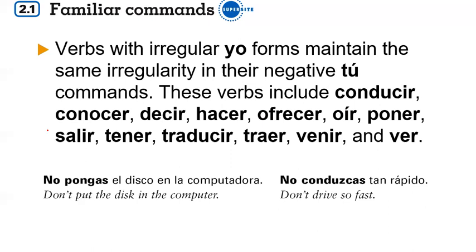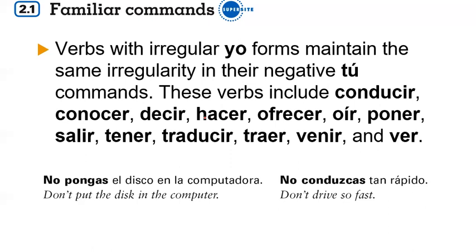Conocer would be conoce in the affirmative tú, and the negative, which we're focusing on, no conozcas, because it's conozco. You drop the O, add the opposite ending S: conozcas. Decir, digo. The affirmative is one of the Vin Diesel words, right? It's one of the irregular commands, and it is D-I. That's your affirmative command. The negative command would be no digas. Digo is the yo form. Drop the O of the ending, add AS. We're adding A in this case because it's an IR verb, and that's the opposite ending.